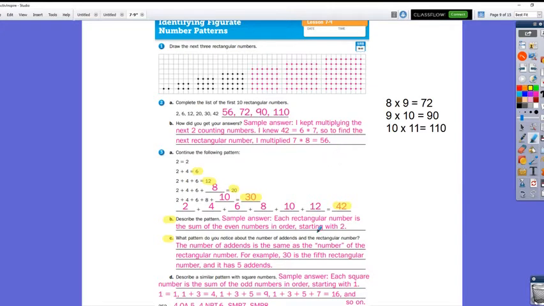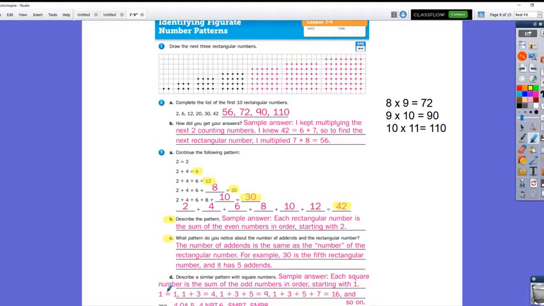Okay. Now, last here, part 3D. Describe a similar pattern with square numbers. Well, that could be many things. Here it says, they're just adding.